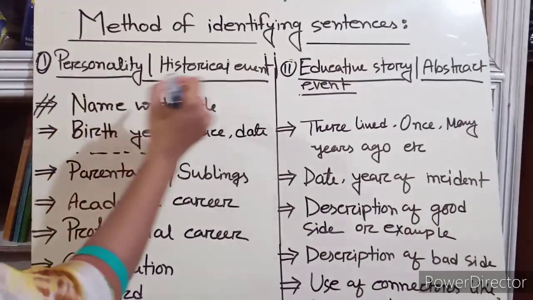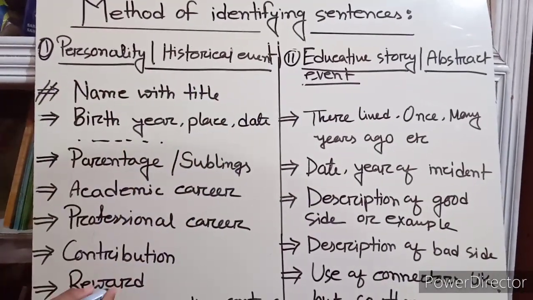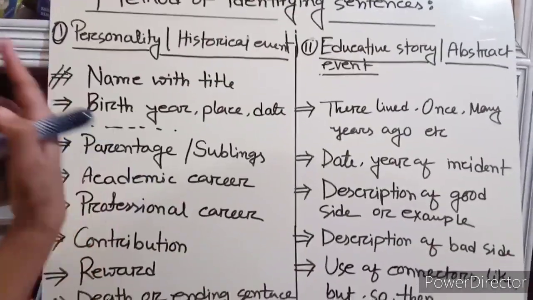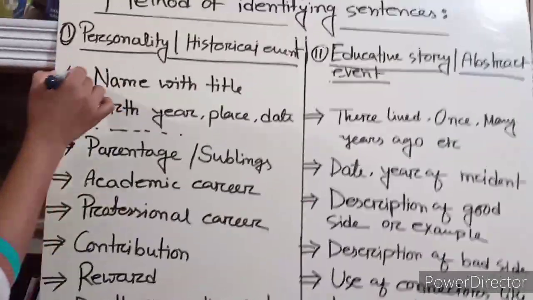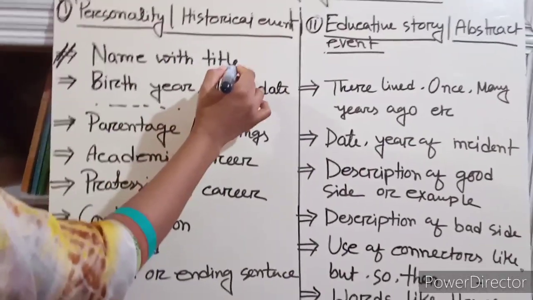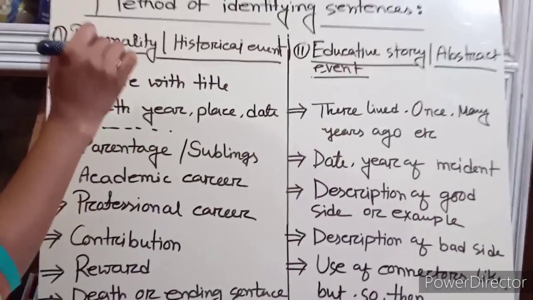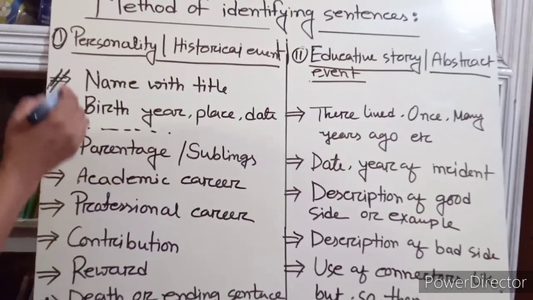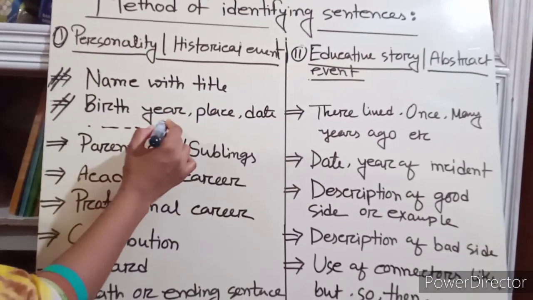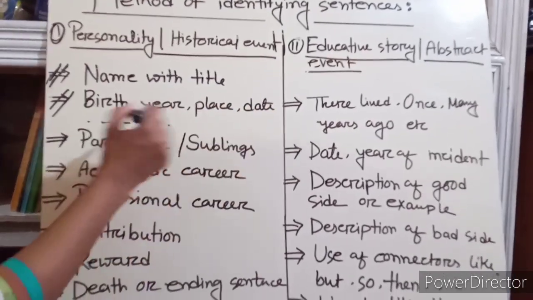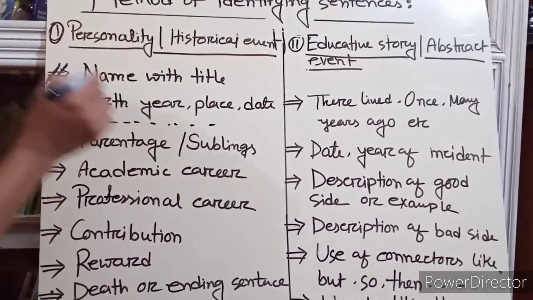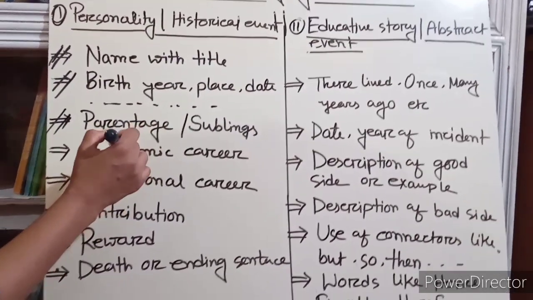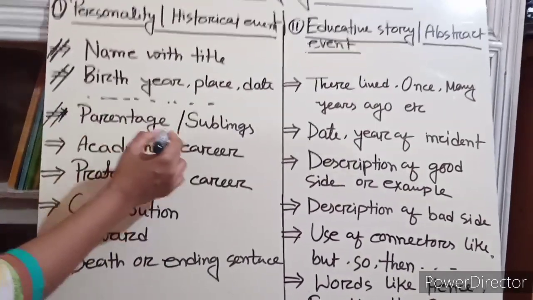For personality or historical events, as I already told you, you have to read the passage once, twice or more. So find out the name with title. That means in the sentences you will find the name or the subject. If it's about a personality, you will find their birth year, place or date, anything related to birth. Next comes parentage. It's a very common thing, you will find the parentage.